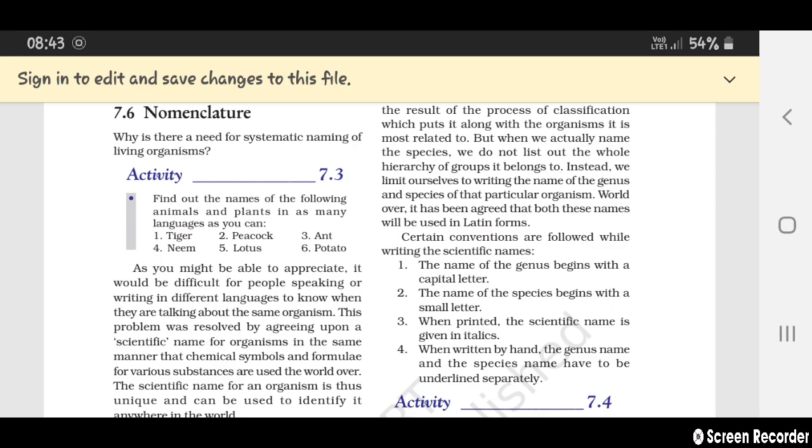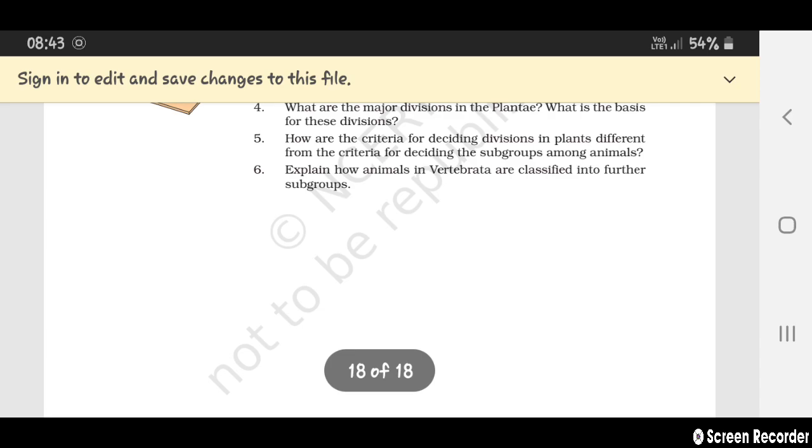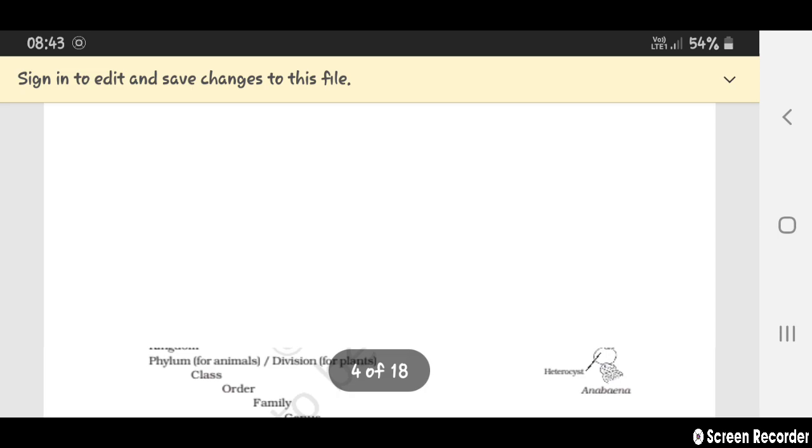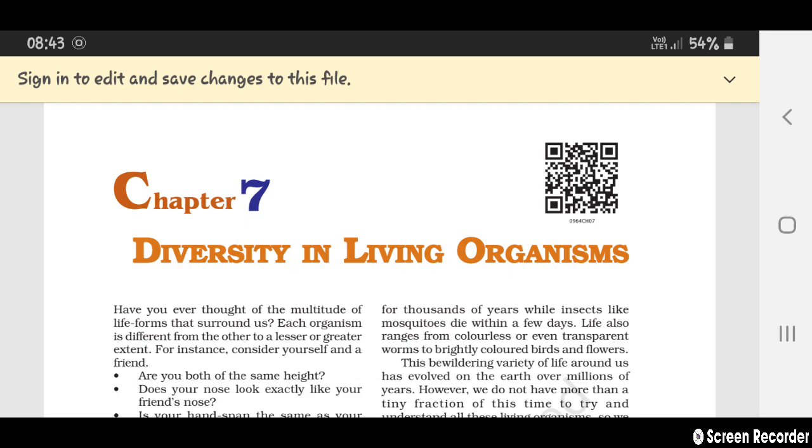So here you can see some questions. So, okay friends, this is your chapter, Class 7, Diversity in Living Organisms, part 2. So I think you understand this chapter.